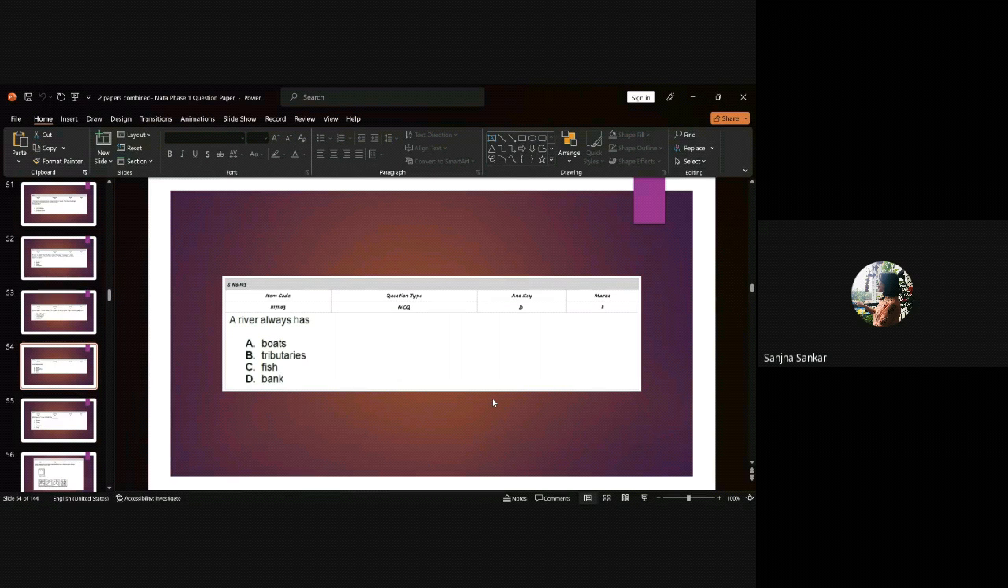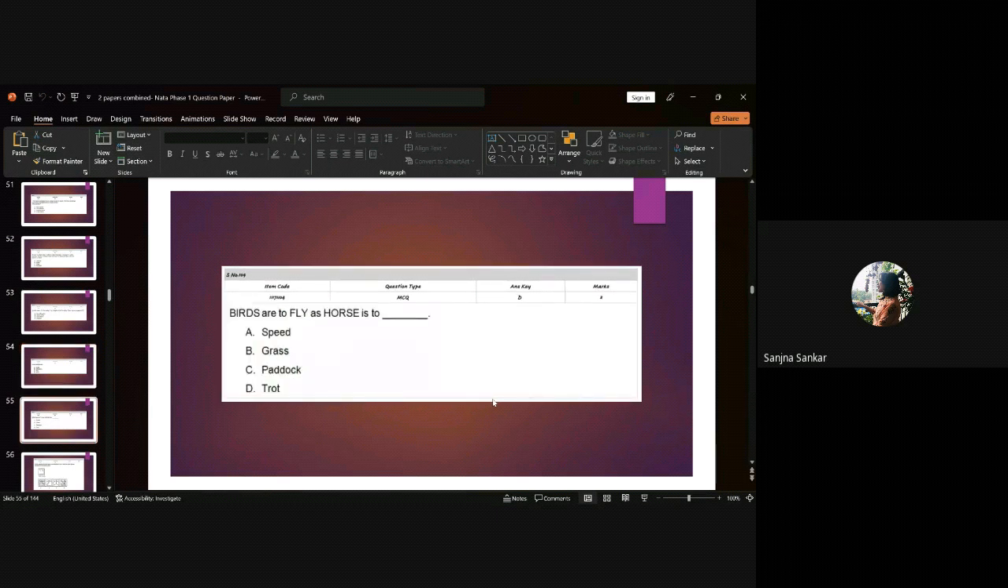Next question: a river always has option A, boats; option B, tributaries; option C, fish; option D, bank. The river has a bank, where the water and the land meet. The correct option is D, bank. Next, birds are to fly as horse is to trot. The options are speed, grass, paddock, or trot. So birds are to fly as horse is to trot. The answer is D, trot.